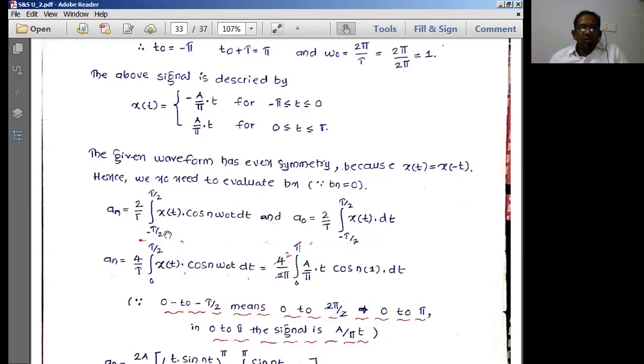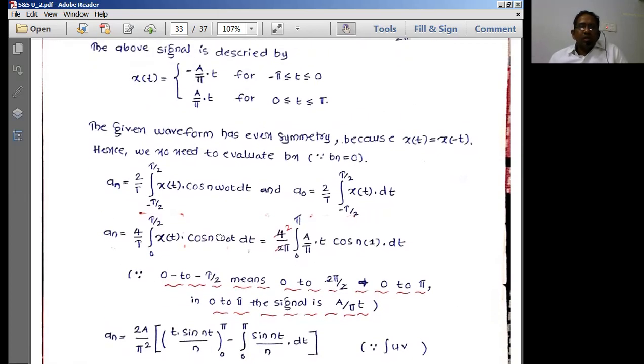Here, because it is an even function, I can replace this integral over the limits minus T by 2 to plus T by 2 with 2 into the integral of 0 to T by 2. So 2 into 2 is 4. I'll be having this particular expression over here.